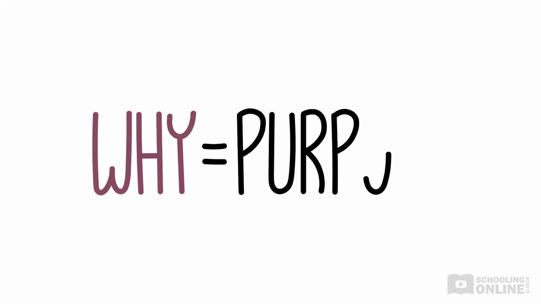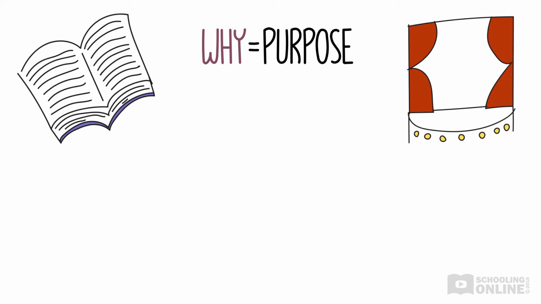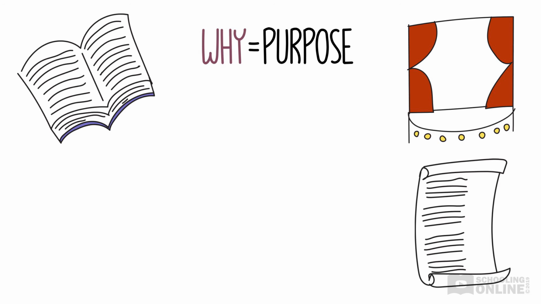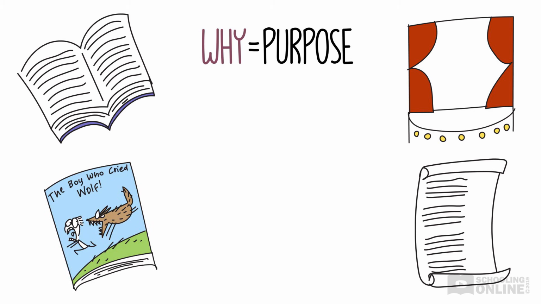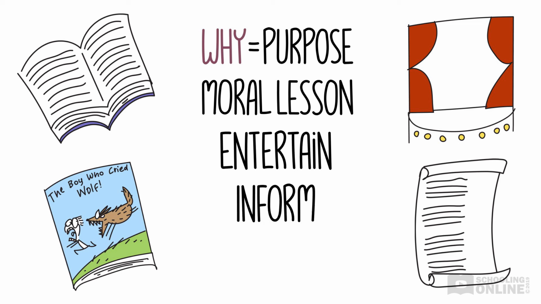First, we have to ask why the writer composed that text. In other words, what is the purpose of the book or the play or the poem? Sometimes this can be obvious. Think about fairy tales. They often try to convey a very simple moral message, like in The Boy Who Cried Wolf. That's the purpose of the text, to teach a moral lesson. Other texts might have a different purpose. They might be designed to entertain you, provide information, or persuade you to do something.